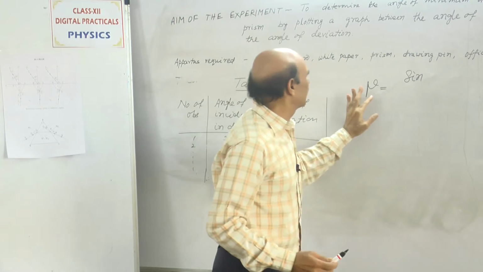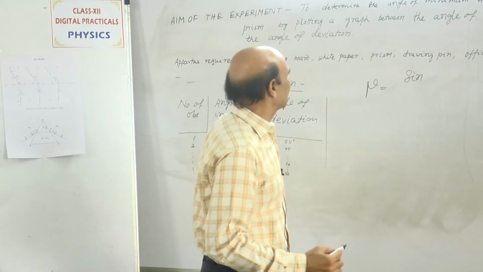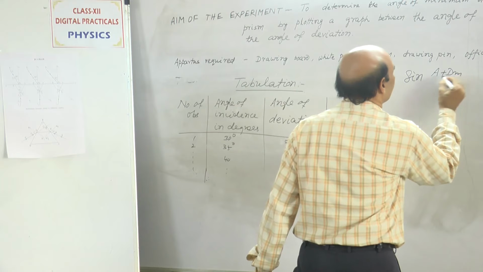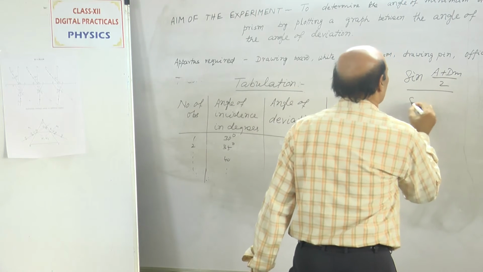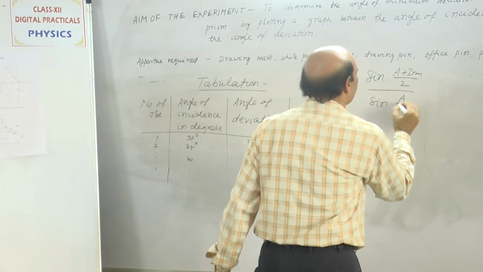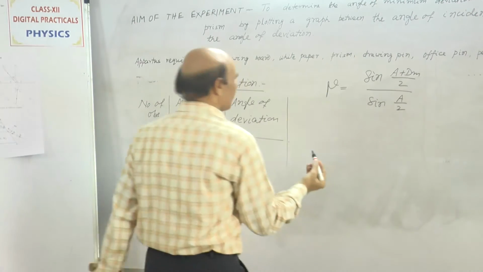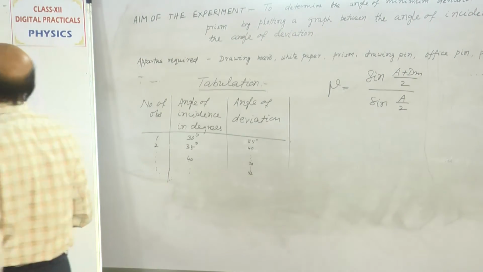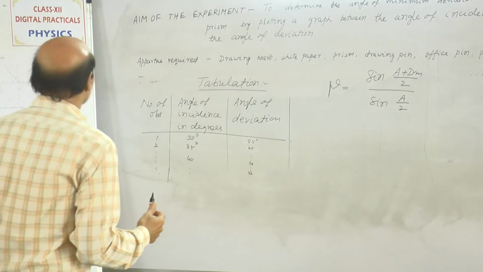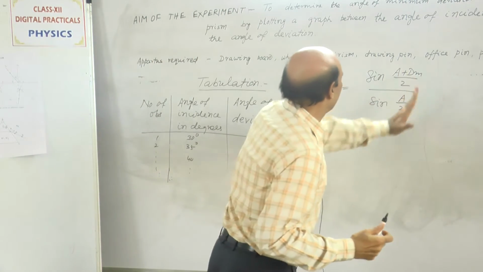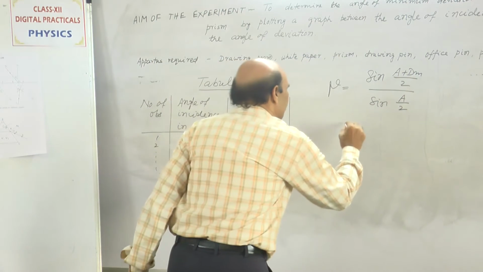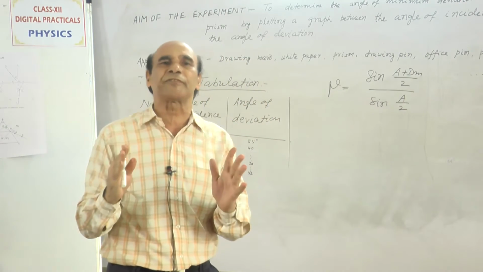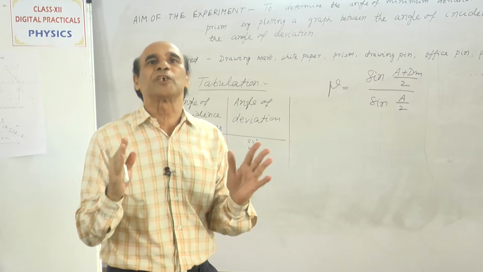And we have the refractive index of the material of the given prism equal to sin((A plus dm) by 2) by sin(A by 2). So dm we have got from this graph, and if you want to find the angle of the prism, sometimes it is given in the question itself, the angle of the prism is 60 degree.